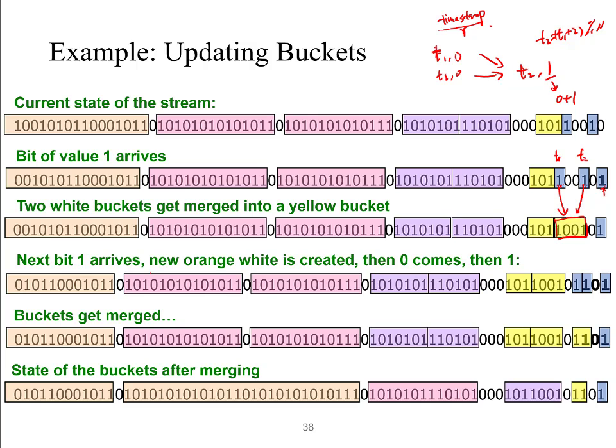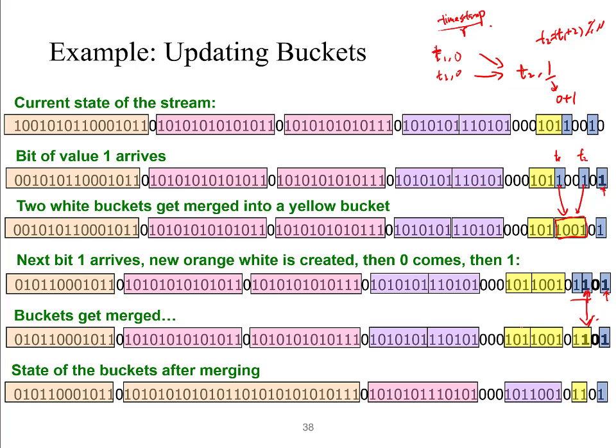Now, a new bit 1 arrives. We create a new bucket for it, right? And 0 comes, we do nothing. And then a new 1 comes, we create a bucket for it as well. Right now we have 3 buckets with size 1. We merge the oldest 2 into this new one.